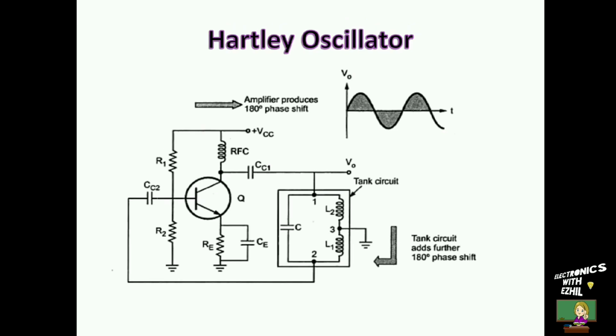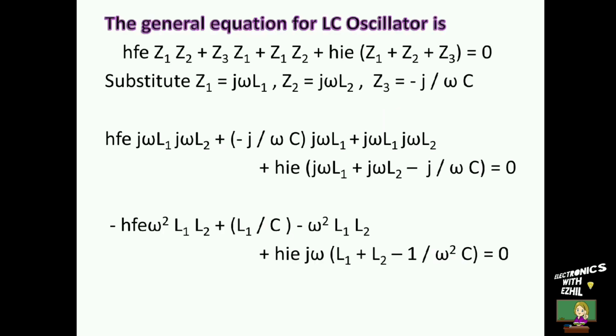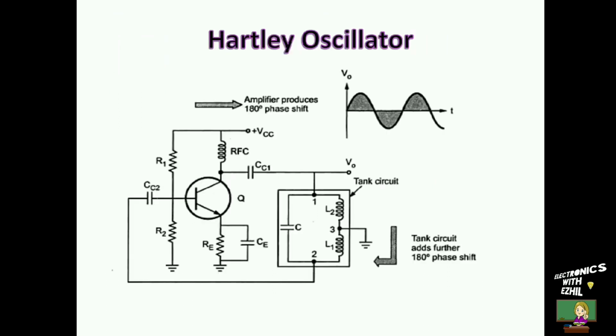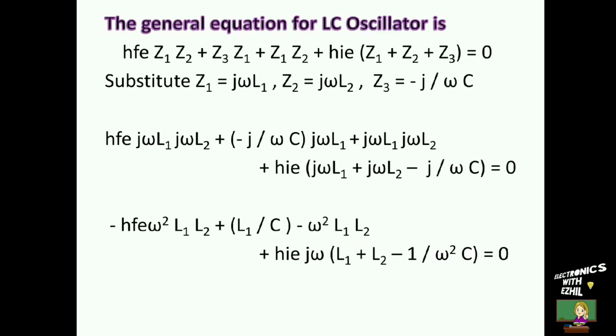To understand the working of LC tank circuit with step-by-step diagram, you can refer my earlier video named Working of LC tank circuit. To derive the frequency of oscillation and condition for oscillation, we will write the general expression for LC oscillators, which was derived in my previous video titled General Equation of LC oscillators. We know in Hartley oscillator, Z1, Z2 are inductors and Z3 is a capacitor. We'll substitute Z1 equal to j omega L1, Z2 equal to j omega L2 and Z3 equal to minus j by omega C.